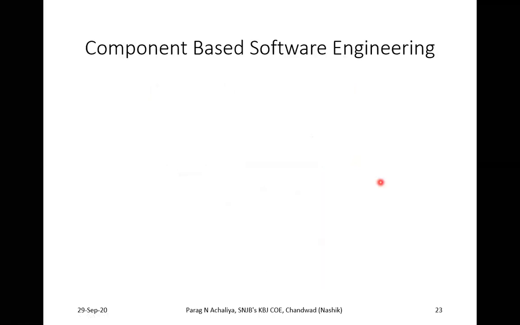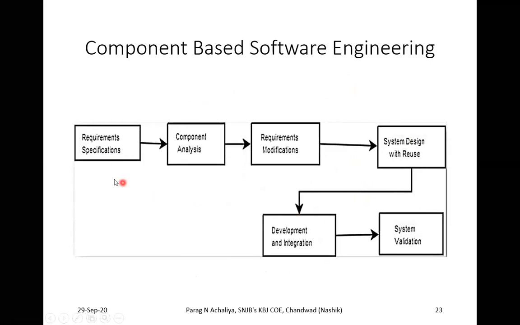And the last one will be your component based software engineering. The component based software engineering will have different components. Like the very first component will be requirement specification or requirement gathering, then component analysis, then requirement modification. Then the next one will be your system design with reuse, then development and integration, and the last one will be your system validation. So what will happen in the case of requirement specification? Now you know what requirement specification is. That is nothing but requirement gathering.